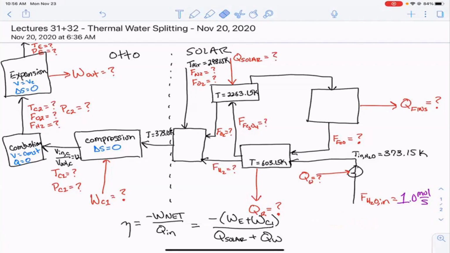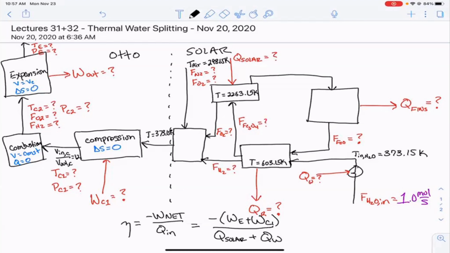And that eliminates that 1 degree of freedom. And the thing that's really nice about that is we're going to be able to first use the reaction stoichiometry to find all of the other flow rates on the right-hand side here. So I'm going to first solve for everything on the right-hand side in this solar part of our combined cycle. Then we'll move into this box here, solve for that, and then we'll move into the Otto cycle and do the compression, then the combustion, and then the expansion.